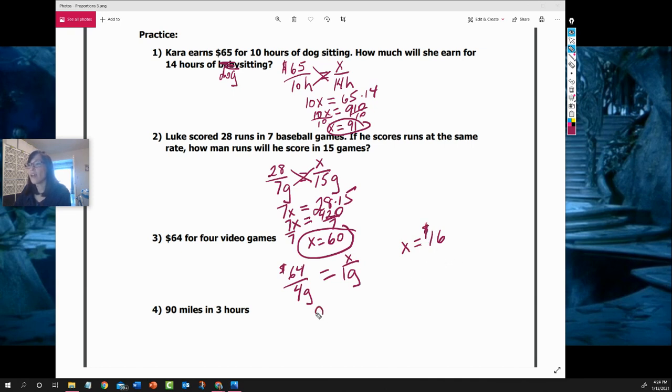Again, if I have 90 miles in 3 hours, then how much would I have for 1 hour? Because I'm trying to find the unit rate, all I have to do is divide. What is 90 divided by 3? That is equal to 30 miles for each hour.